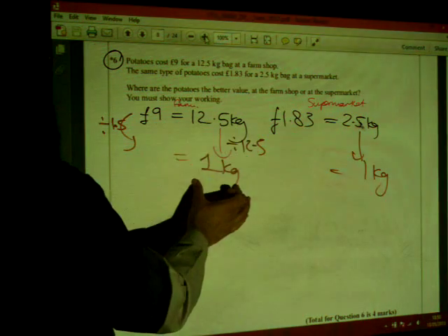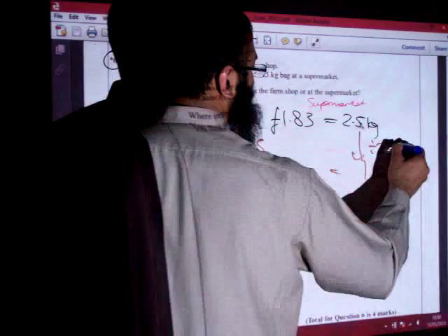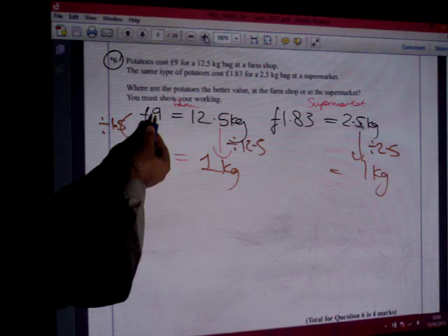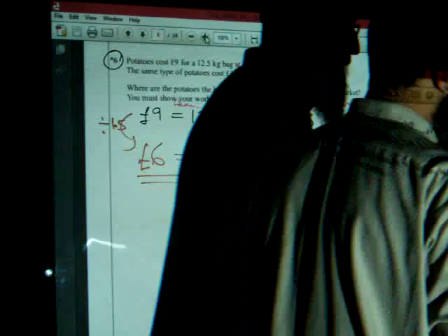So we work out what 1 kilo is. So 2.5 down to 1 kilogram is divided by 2.5. Right, what do you get for this part here? 9 divided by 1.5, what do I give you? 6. So 6 pounds is equal to 1 kilogram.